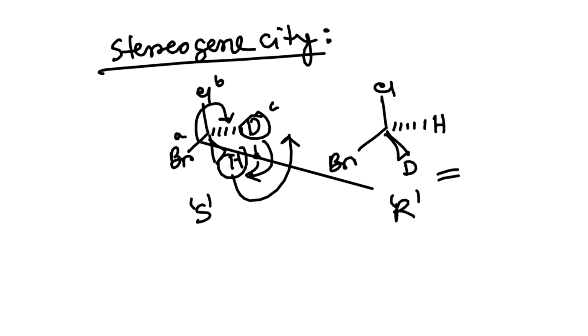Okay, so by exchanging two ligands, we are changing the configuration of the center from S to R, and that's why this center is called stereogenic center. So here the main thing is, by exchanging ligands, you have to change the configuration of the molecule.